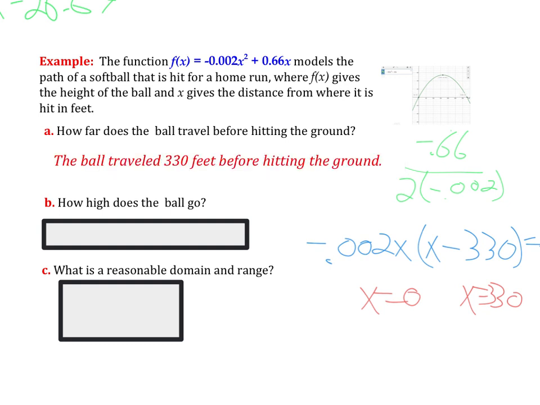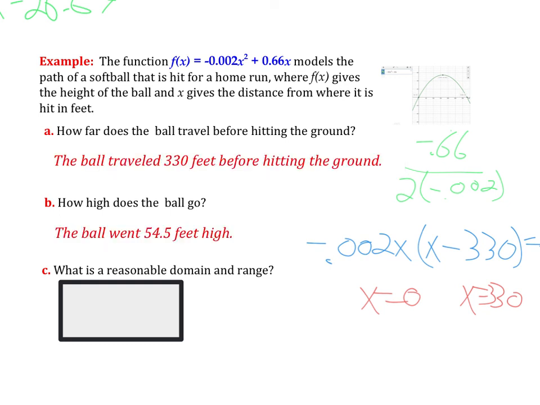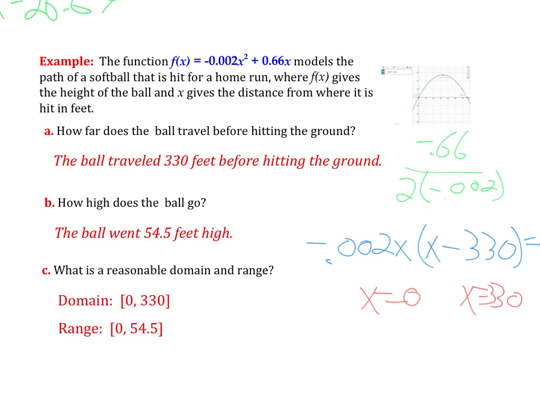How high does the ball go? AKA the y value of the vertex, after rounding, 54.5 feet high. And the reasonable domain and range: we only care about this ball when it's above ground, and we're not going backwards or back in time.